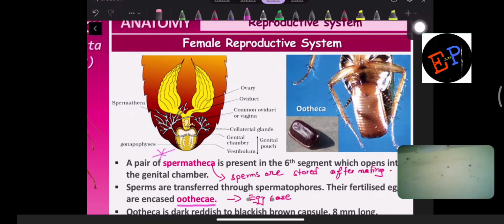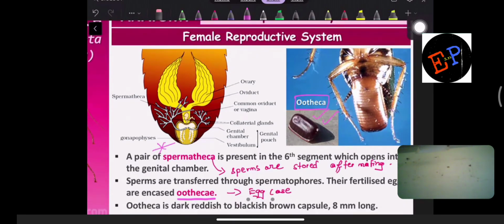See, in the case of this cockroach, a group of eggs will form a pouch. And the name of this pouch is called an ootheca, of which oothecae is the plural form. So here, this black colored structure which you are finding is called an ootheca.